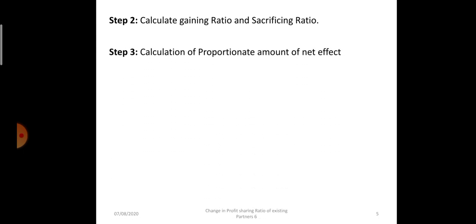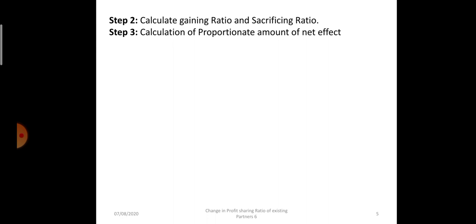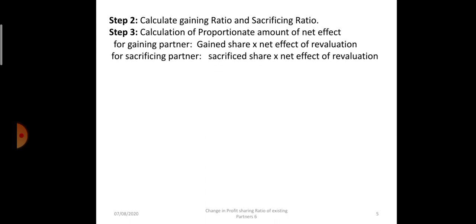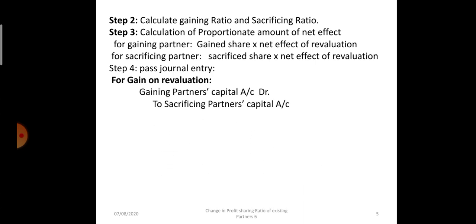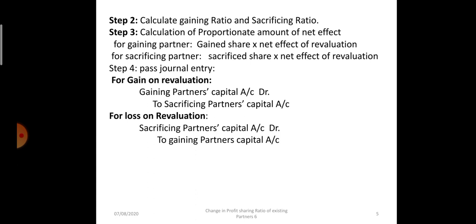Then we will calculate the proportionate amount of net effect. For the gaining partner, the gained share will be multiplied with the net effect of revaluation, and in the same manner the sacrificing partner's share will be calculated by multiplying his sacrificed share with the net effect of revaluation. And the fourth step, we will pass the journal entry. If the net effect is a gain, profit is there, then the gaining partner will be debited and the sacrificing partner will be credited. And in case of loss, the sacrificing partner will be debited and the gaining partner will be credited.